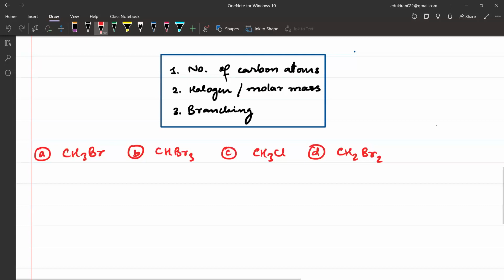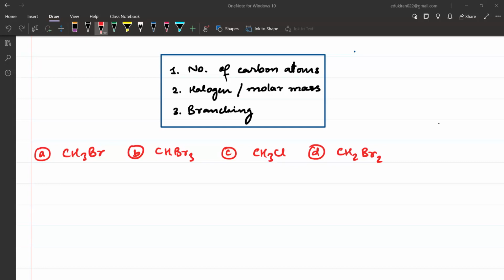Now compare the number of carbon atoms and tell me. All of them have same number of carbon atoms, yes or no? Yes, sir. All of them have same number of carbon atoms. Right. So that is why we cannot decide on the number of carbon atoms. We'll have to look next. That is the halogen atom. So which is the heaviest halogen atom, bromine or chlorine? Because here you have only bromine or chlorine. So which is heavier, bromine or chlorine? Bromine. Bromine is heavier. And where do we have maximum bromine in A, B, C, D?